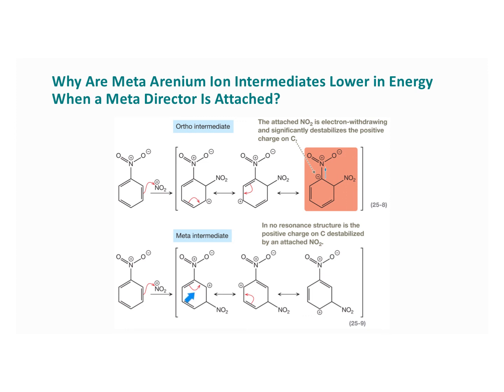And none of the meta resonance structures have a positive charge on that carbon. And so that means that in this case, with any sort of meta director, you end up with the meta intermediate being the more stable. And so that's why we're going to see different ortho, para, and meta directors and how the resonance structures influence that stability.